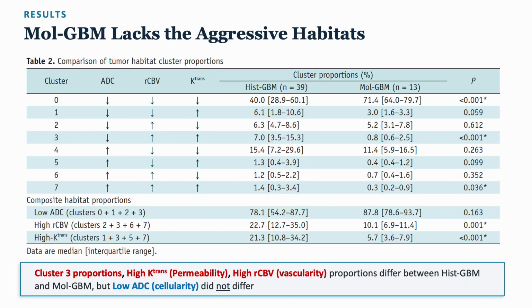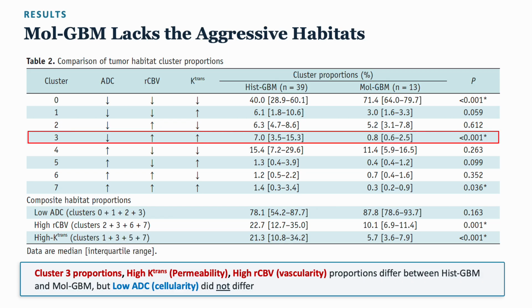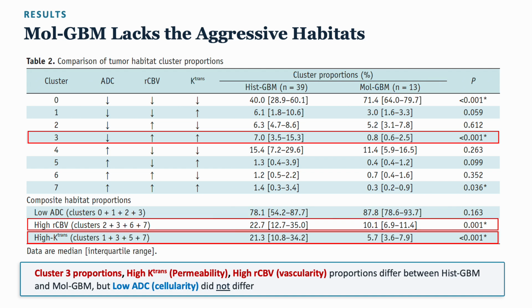Comparing habitat proportions revealed a clear difference between the two subtypes. Cluster 3 accounted for 7% of the histological glioblastoma, but only 0.8% of molecular glioblastoma. High K-trans habitats were also markedly more frequent in histological glioblastoma, which was 21.3% versus 5.7%. And high RCBV habitats were also more frequent in histological glioblastoma. In contrast, low ADC habitats did not differ significantly. These findings suggest that permeability and vascularity rather than cellularity distinguish the two subtypes.